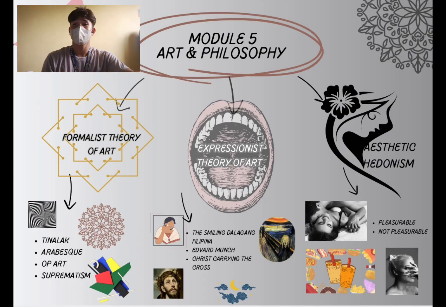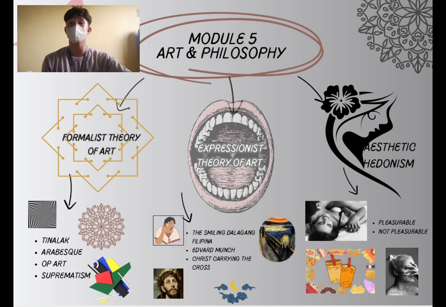Okay, now on module 5, the first one is the formalist theory of art. What is the formalist theory of art? The formalist theory of art is a theory that states the value of art should be evaluated based on its formal elements such as form, composition, color, line, texture, and other physical characteristics.